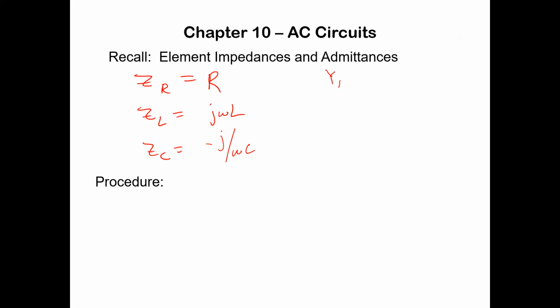And then the reciprocals of these is the admittance, and these are all technically possibly complex numbers, so there's a bar across them. Admittance is 1 over R for a resistor. For an inductor, it is minus J over omega L. For a capacitor, it is J omega C.